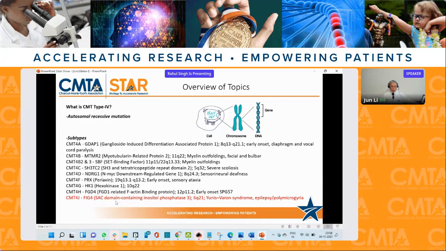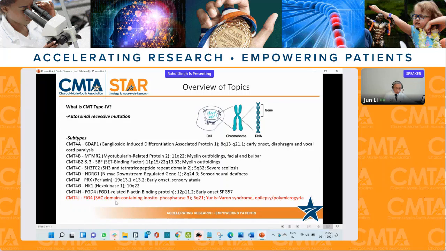So what is CMT type 4? Before I talk about CMT type 4, I want to introduce the concept of autosomal recessive mutations. As you see on the screen, here's a cell. Every human being has all kinds of cells, and inside those cells there's a chromosome, which is made of DNA. If you zoom in and look at a small area of this chromosome, you will be able to identify individual genes. Each gene has two copies, one copy from mom, and one copy inherited from your father.